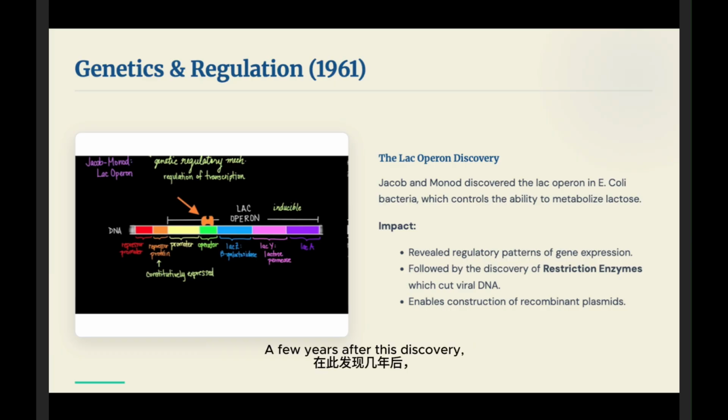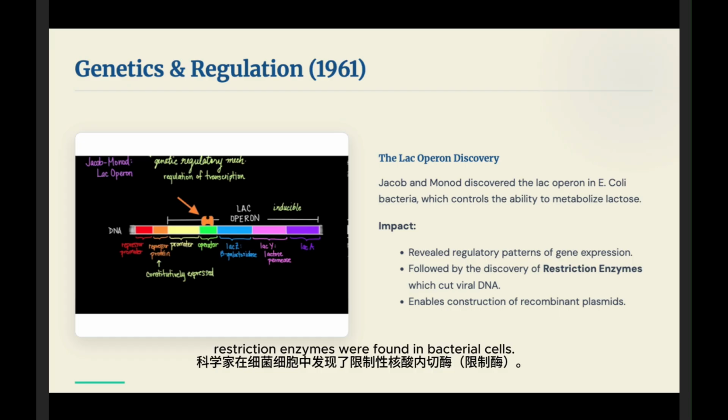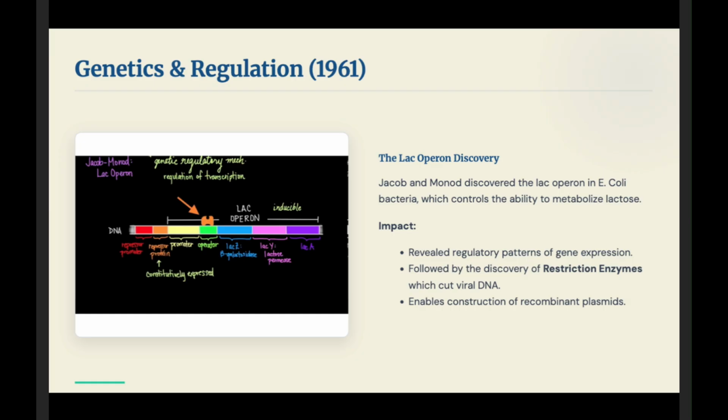A few years after this discovery, restriction enzymes were found in bacterial cells. While bacteria originally used these enzymes to cut viral DNA to defend themselves against bacteriophages, scientists realized their immense utility. These restriction enzymes eventually took on vital roles in constructing recombinant plasmids in later genetic experiments.